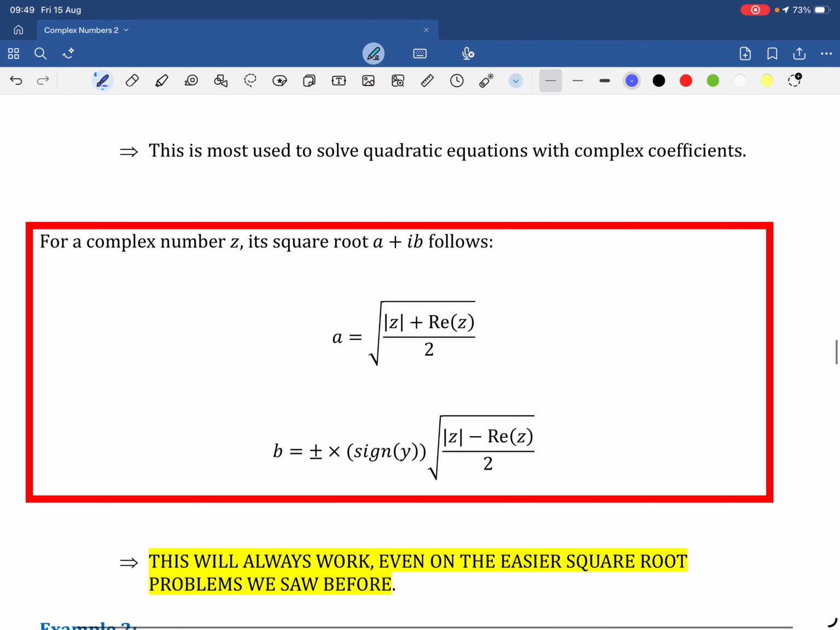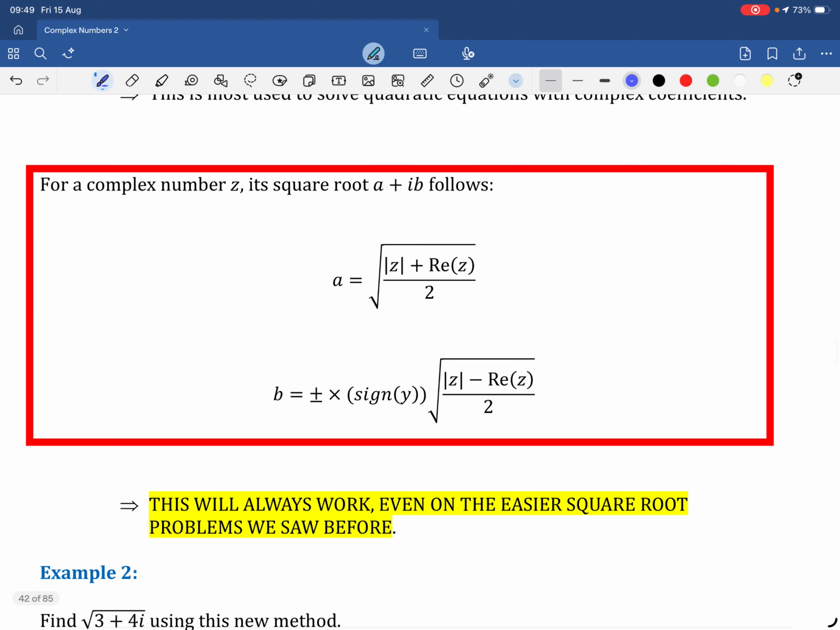So another method is this method here. Now it's not in many textbooks. I know it's in Steve Howard's textbook, but I think that's potentially the only one that has it. For a complex number z, its square root a plus ib follows as: a is the square root of the modulus of z plus Re(z) on 2, and b is plus or minus the sign of y, so whether it's plus or minus of the imaginary component, multiplied by the square root of the modulus of z minus Re(z) on 2.